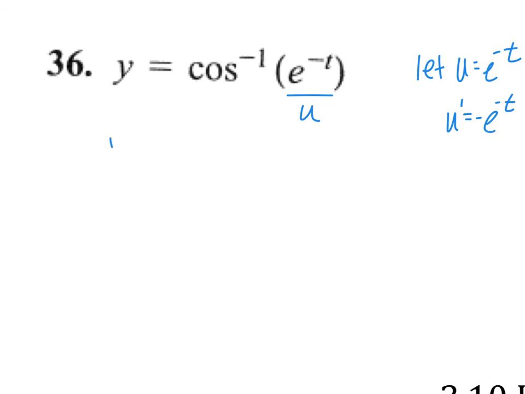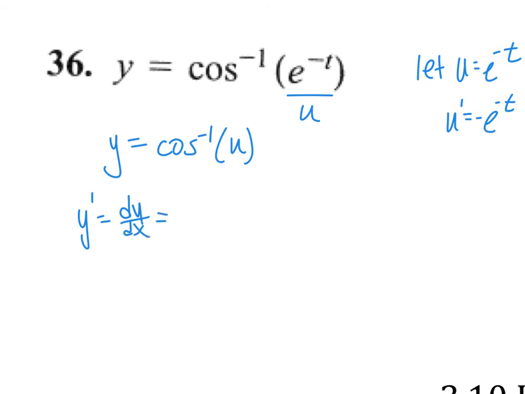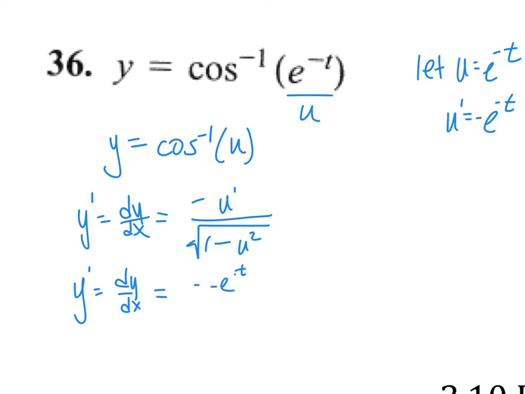So I'm going to rewrite this as y equals cosine inverse of u. My derivative y prime, which is dy dx, is equal to negative u prime over the square root of 1 minus u squared. I'm going to plug my values in. So we get y prime, which is dy dx, equals negative e to the negative t. A lot of negatives. I'm a pretty positive person, but we just have to deal with our negatives here. And then it's over the square root of 1 minus the quantity e to the negative t squared.